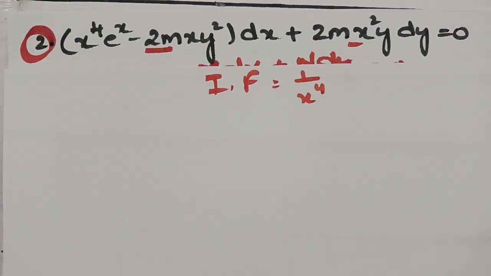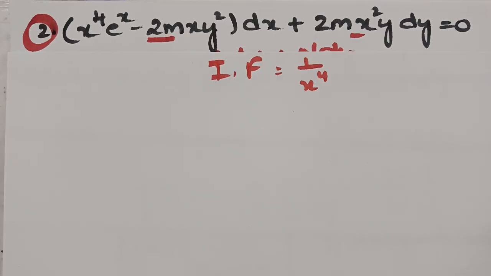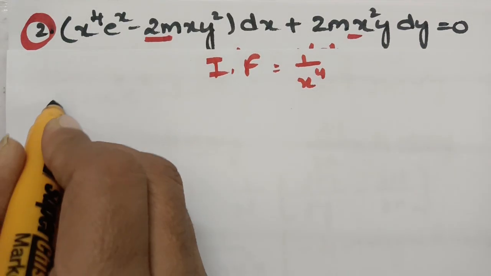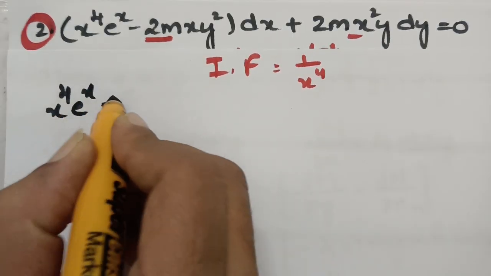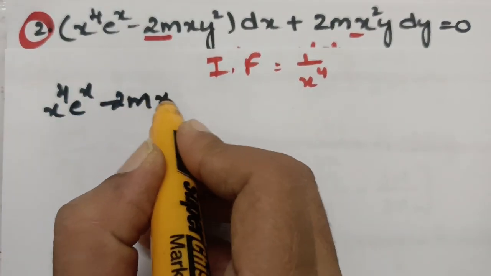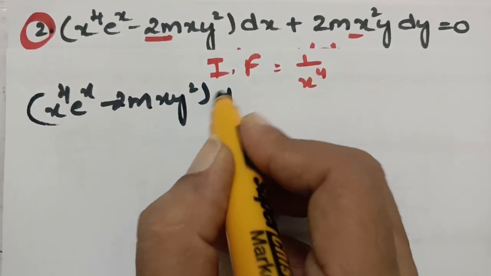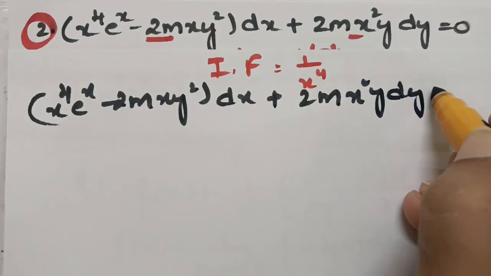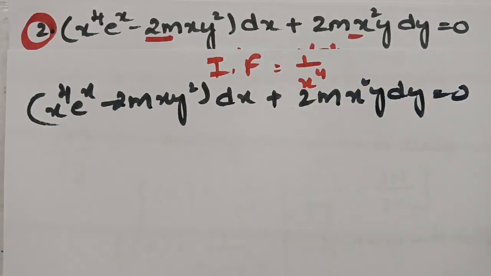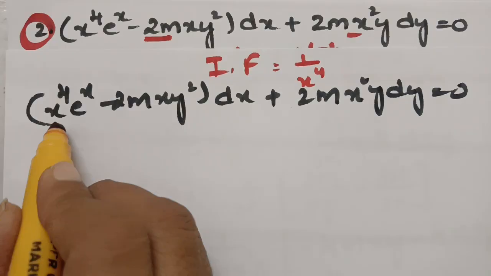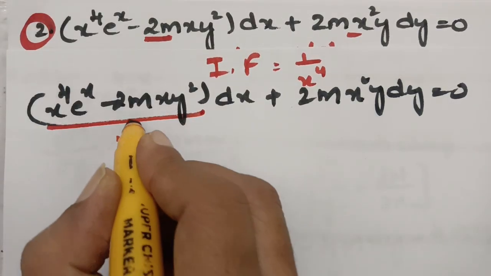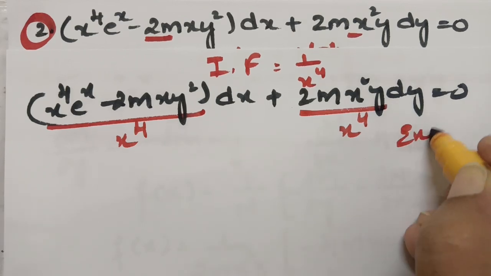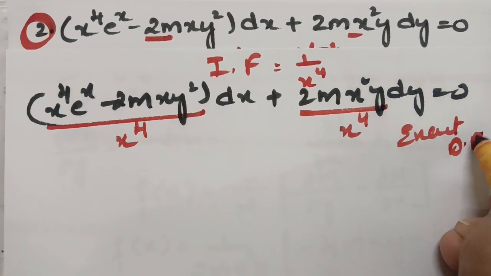So now I am going to multiply equation 1 with the integrating factor. So if you see, this value is x^4 e^x minus 2m x y^2 dx, plus 2m x^2 y dy is equal to 0. As this is a non-exact differential equation, if you multiply with the integrating factor, that is 1 by x^4 throughout the equation, this is going to become an exact differential equation.